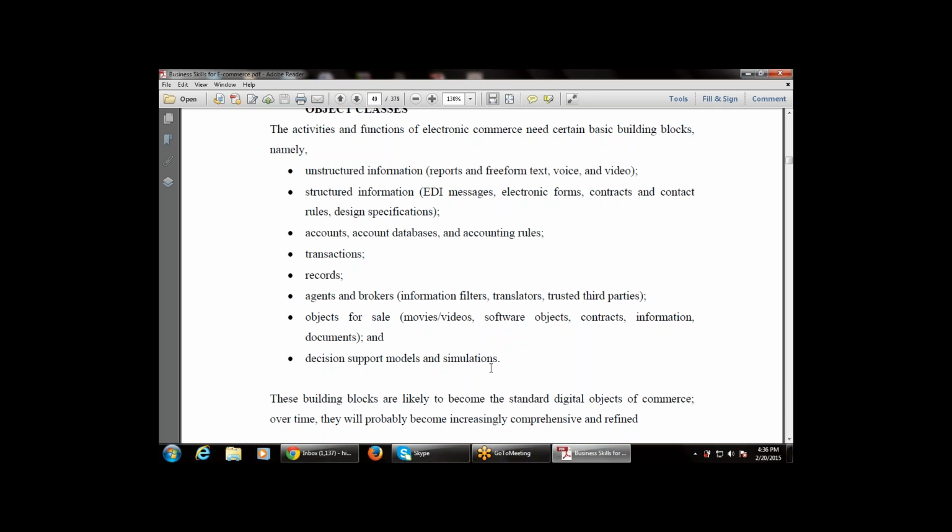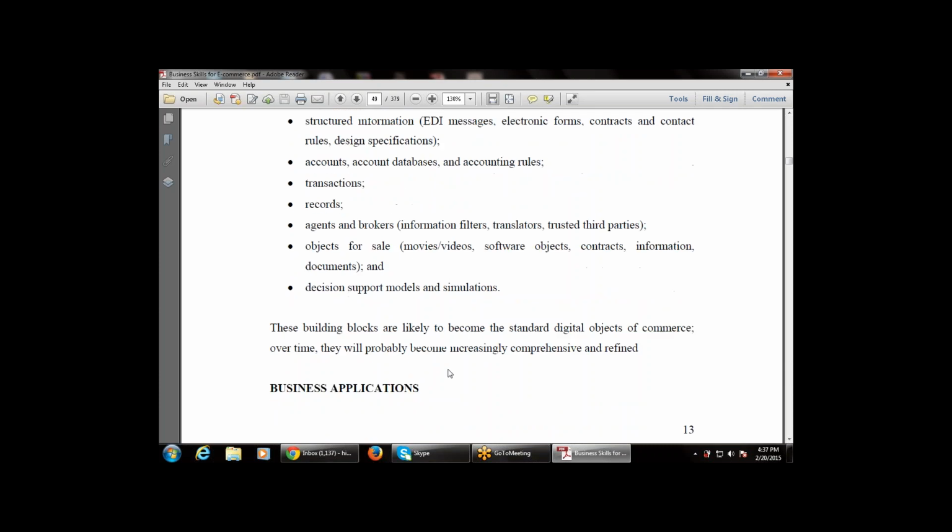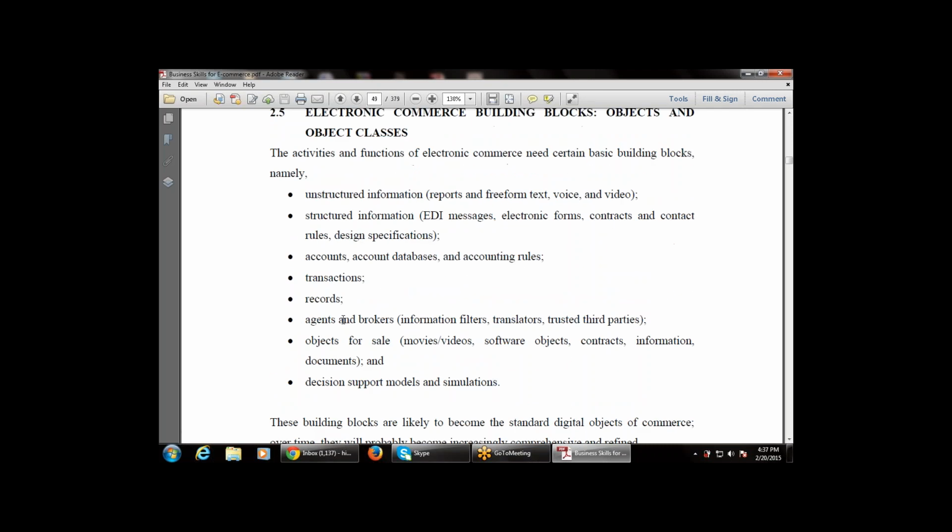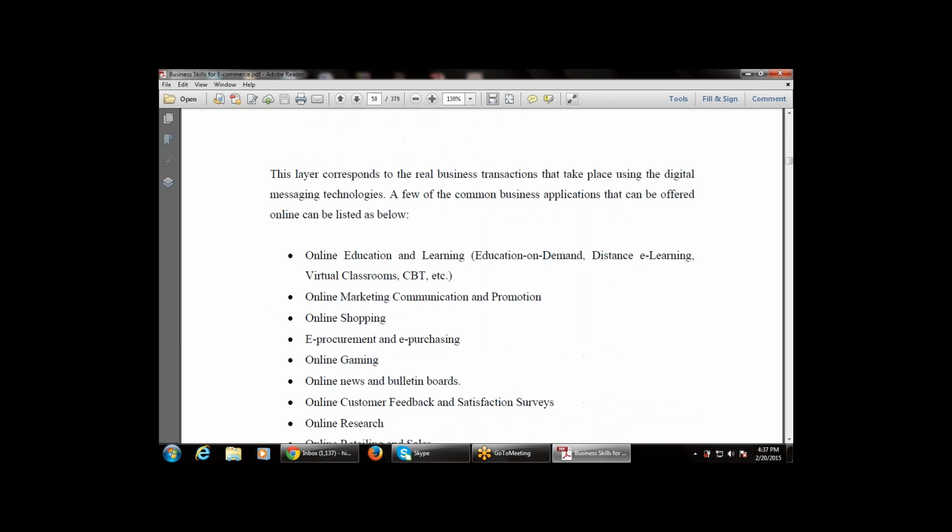So these building blocks are like pillars, and are likely to become the standard digital objects of e-commerce. Over time, they will probably become increasingly comprehensive and refined. These are the various standard objects that are used. These are the various building blocks available for developing e-commerce.